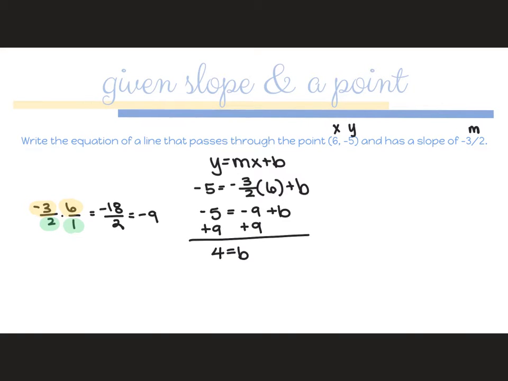And then if you remember from our previous example, the last step is to rewrite and just plug in the slope and the y-intercept. So y equals -3/2 x plus 4.